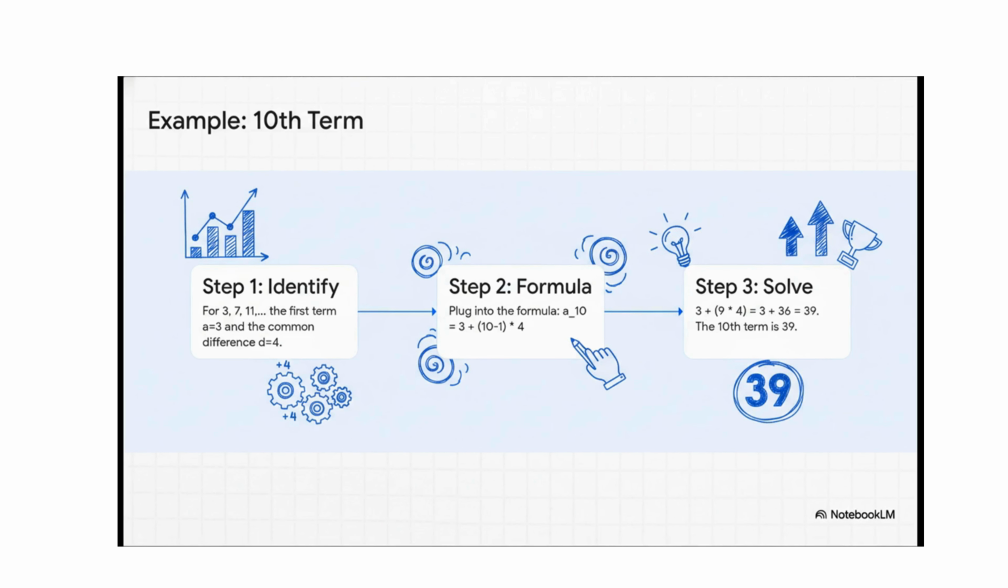Let's actually try it out. For the sequence 3, 7, 11, what's the 10th term going to be? Well, our first term, a, is 3. And that common difference, d, is 4, right? We're adding 4 each time. So we just plug those numbers in. The 10th term is 3 plus (10 minus 1) times 4. That's just 3 plus 9 times 4, which is 3 plus 36. So the 10th term is 39. And just like that, we jump to the end without having to do all the boring steps in between.